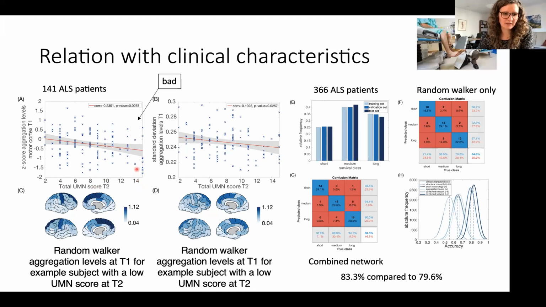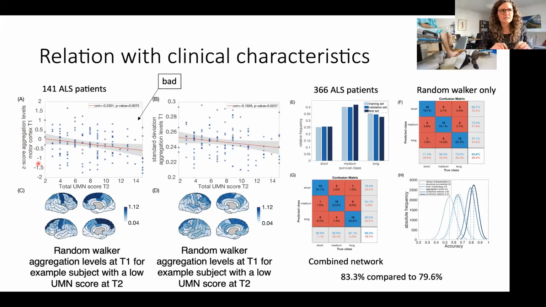So when you have a high score, we found a relation here with your motor cortex, that's a region for movement, right? Looking at the aggregation levels of the motor cortex, so how often the random walker visited the motor cortex, corresponded to this bad score. A Z score of the aggregation levels of the motor cortex just means that the random walker visited the motor cortex in these patients much less than in the healthy controls.